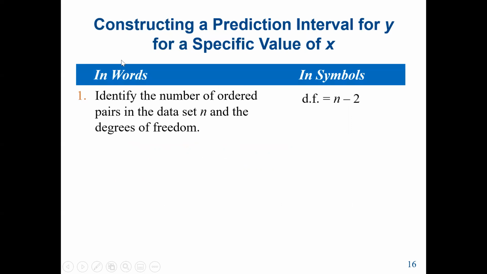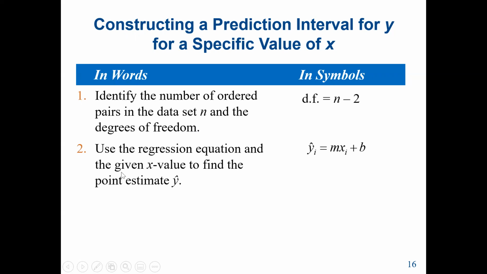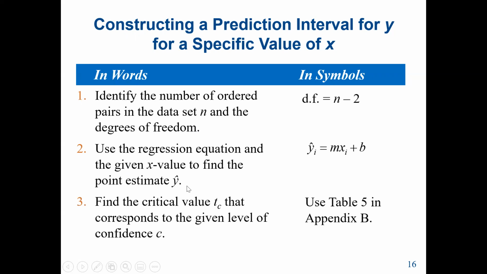So how do we construct a prediction interval for y for a specific value of x? First thing we need to know is the degree of freedom, which is df, is n minus 2. So identify the number of ordered pairs in the data set n and the degree of freedom. Then second, we are going to use the regression equation and the given s value to find the point estimate, which is the y caret, predicted y.